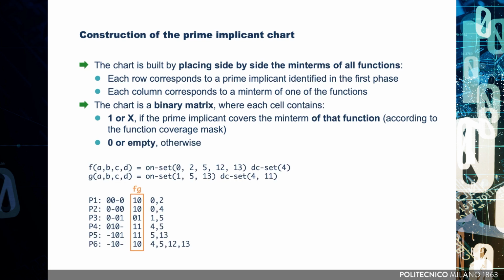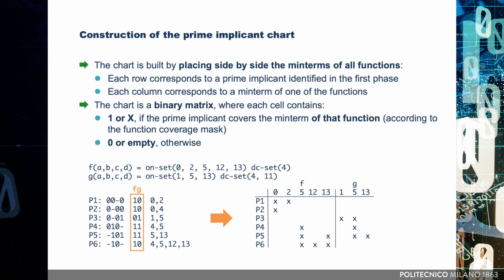Here is an example. These are the prime implicants obtained during the prime implicant generation phase, and this is the subsequent prime implicant chart. To better understand how to interpret the masks, consider implicant P3. It covers minterms 1 and 5, but only for function g. So even though function f also includes minterm 5, we do not place an x in the corresponding position for f because the implicant does not apply to that function according to its mask.